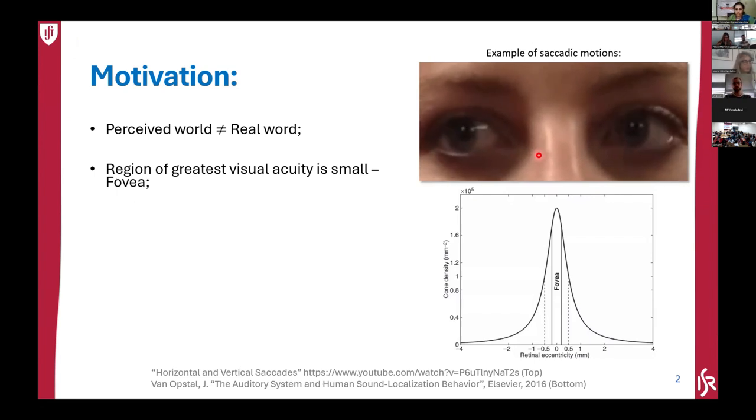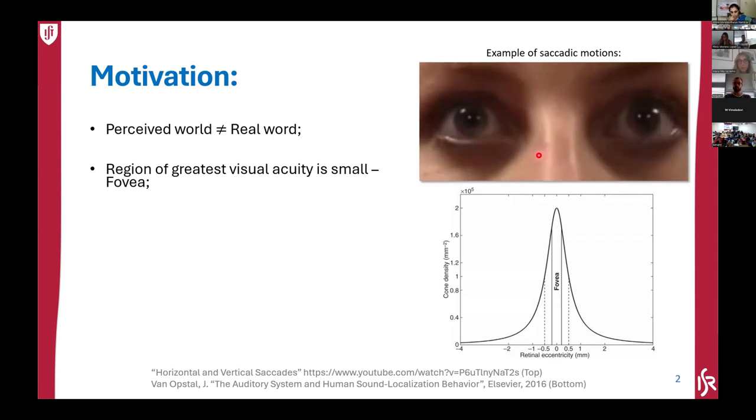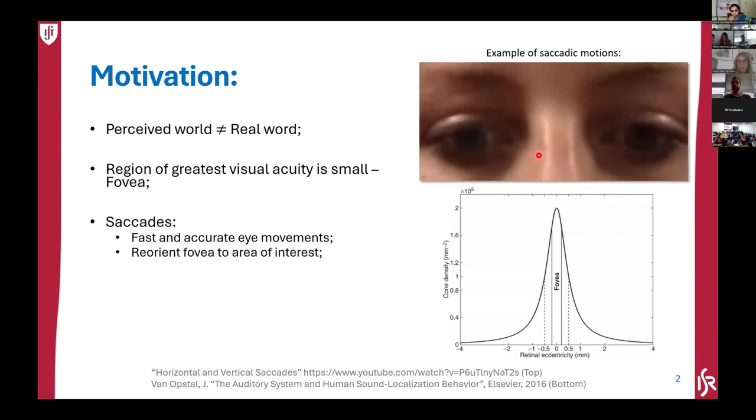Therefore, to better understand any particular region of the environment, we must reorient the fovea so that it aligns with that region of interest. Saccadic motion, therefore, functions as a very convenient way of performing this job. This is because these saccades are fast but also really accurate eye movements, which means that the eye can reorient really quickly to any particular region of the environment that we want to perceive.